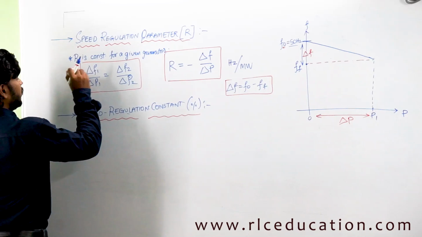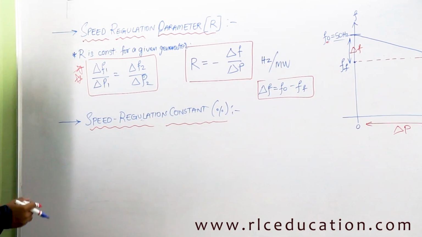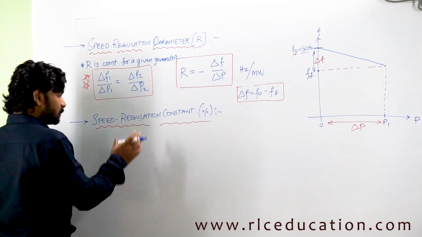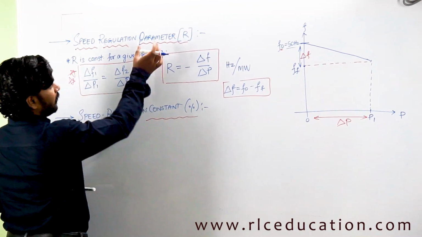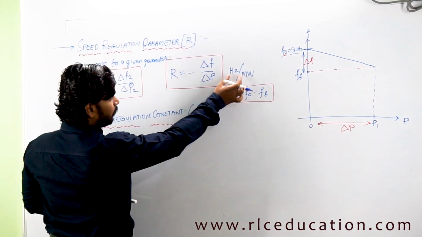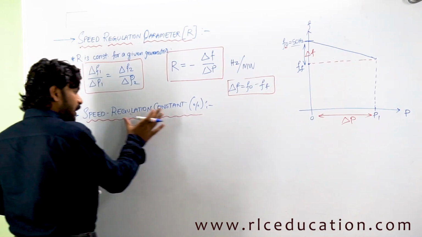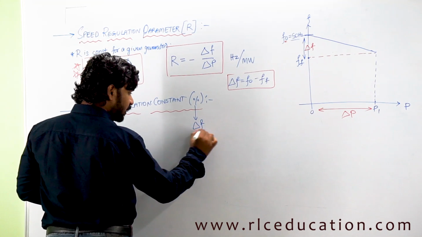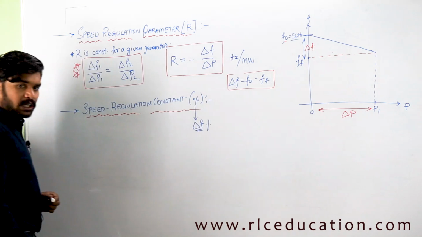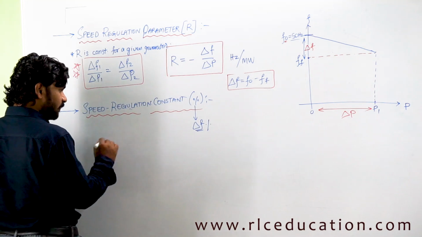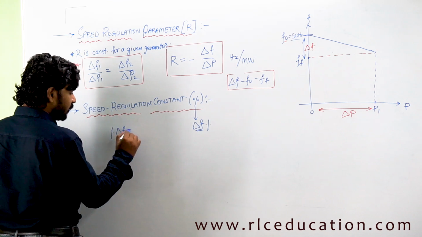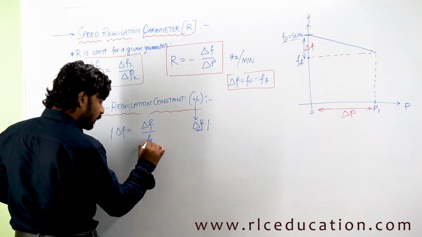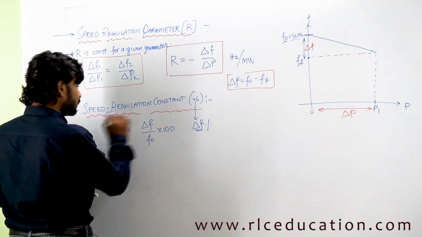This is very, very helpful and it saves a lot of time, especially when you are supposed to do numericals on this topic. Next we will define the speed regulation constant. The speed regulation constant is a percentage, whereas the speed regulation parameter is a value having hertz per megawatt as its units. This percentage shows the percentage of variation in frequency. The percentage change in frequency is delta F, the change in frequency, divided by the no load frequency F0, into 100. So this is the speed regulation constant.